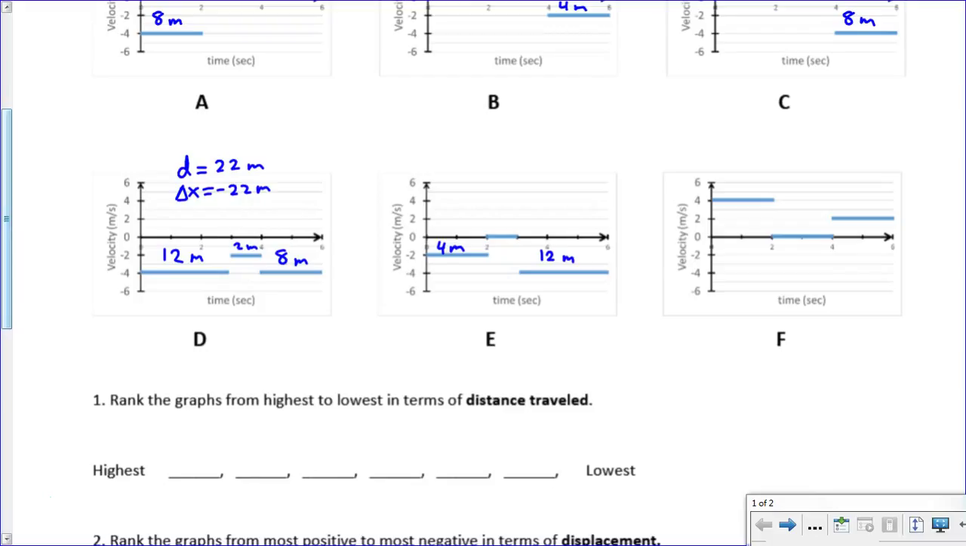All right, so for the distance traveled on this one, you just add them up. Distance traveled equals 16. For the displacement, both of these are negative, both of them are below the axis, so the displacement equals negative 16.